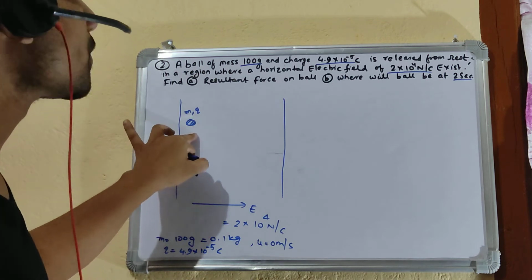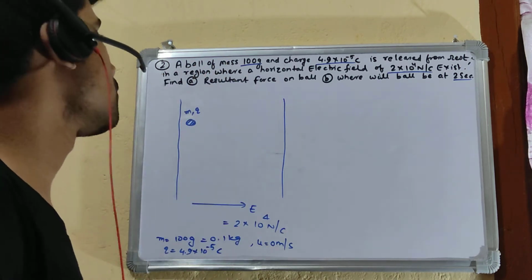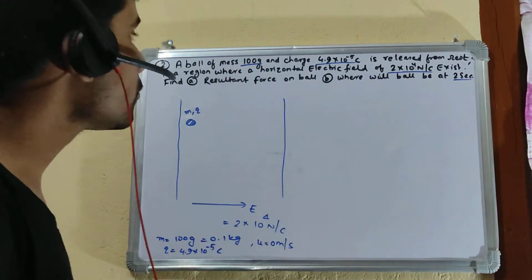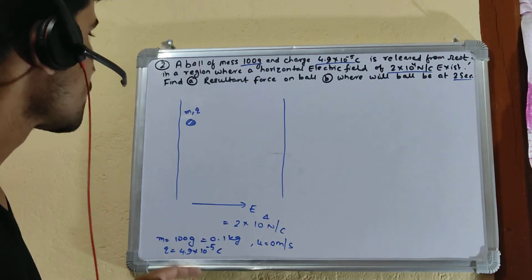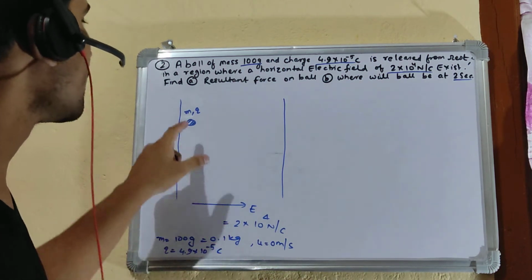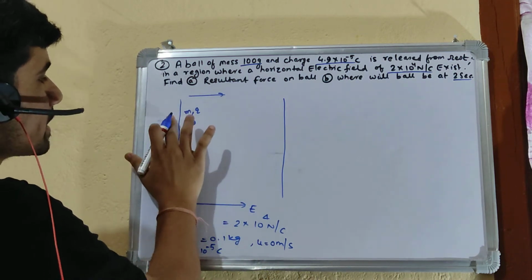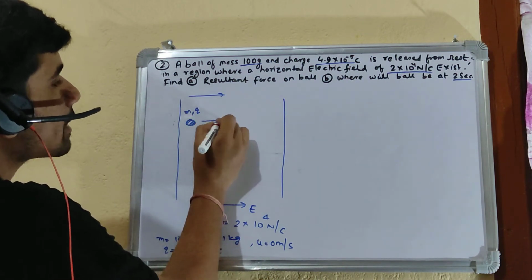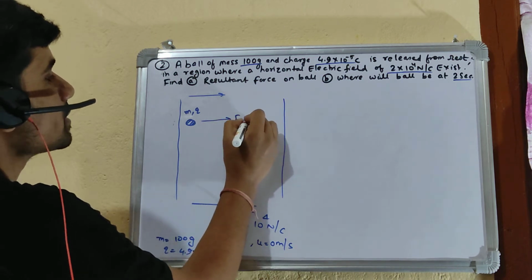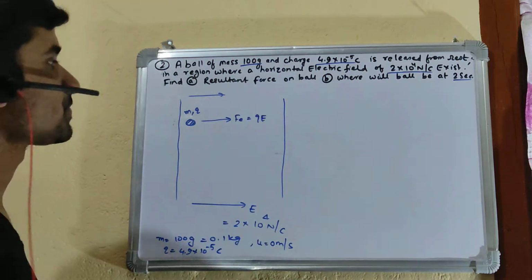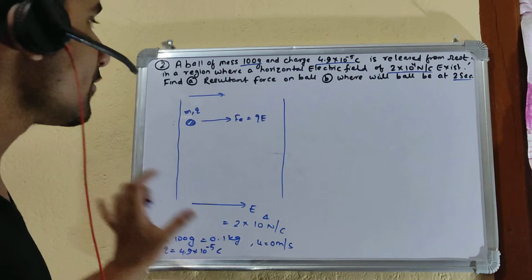So, resultant force on the ball, we have to find the resultant force on the ball. How many forces are acting on this ball? One is because of this electric field, which is everywhere between these two plates. So there is an electrostatic force in this direction on the ball, which is QE, right? QE.